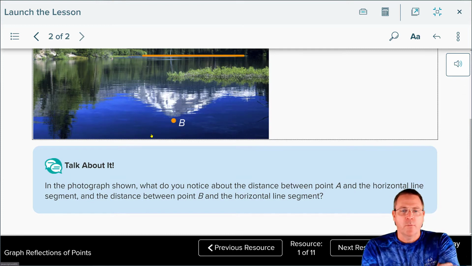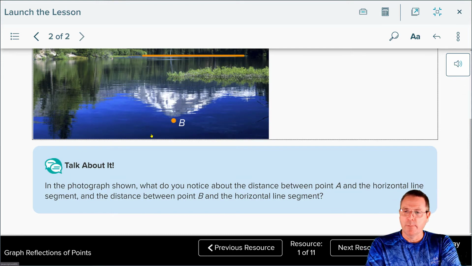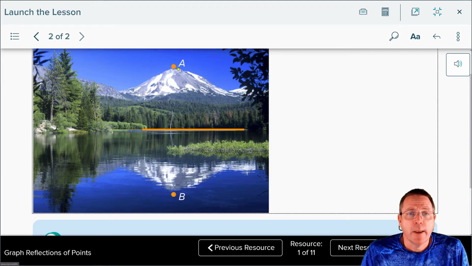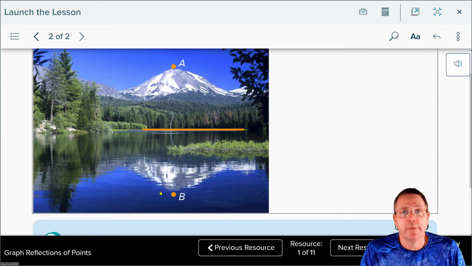In the photograph, what do you notice about the distance between point A and the horizontal line and the distance between point B and the horizontal line? Well, you can see point A is going to be the same distance above the horizontal line as point B is going to be below the horizontal line. That's reflections in a shoebox right there. Everything just fits perfectly. All you're doing is, if you're up here at A and it wants to reflect A, you go the same distance down for B. And that is pretty much the whole point of this entire lesson. It really is going to be this simple.